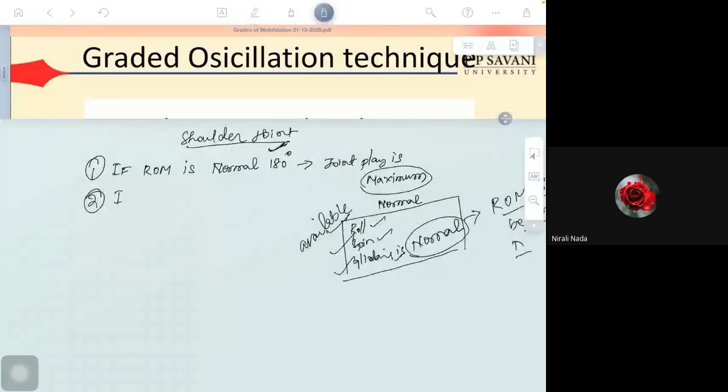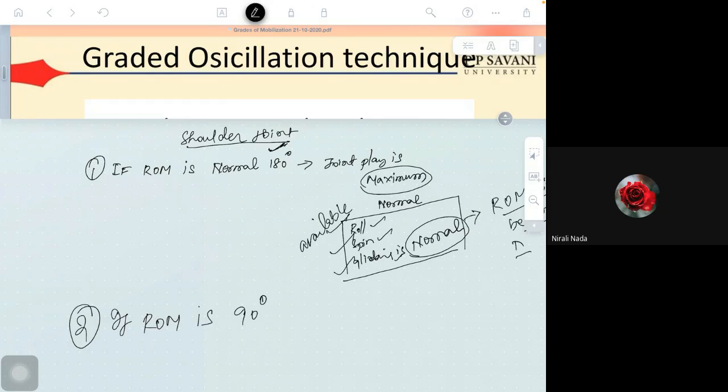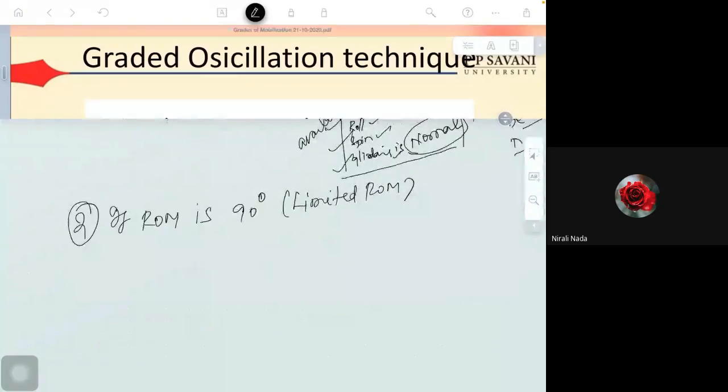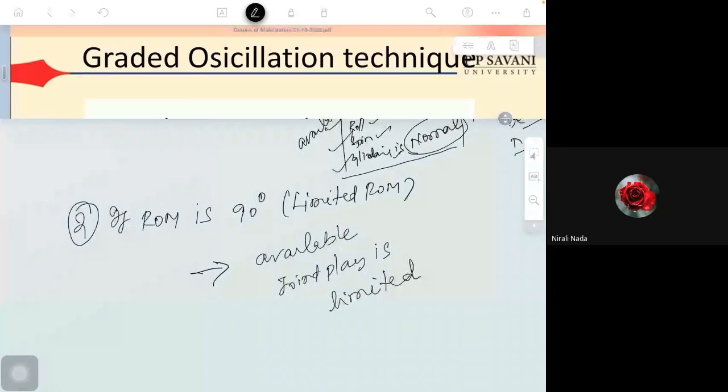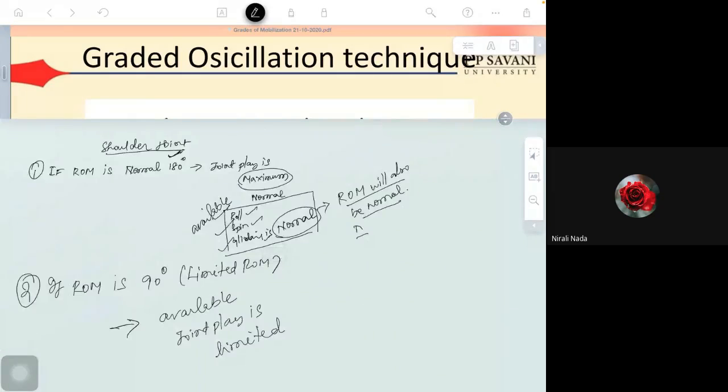Second point, if the range of motion is 90 degrees, that is a limited range of motion. What does it mean? It means the available joint play is limited. What is available joint play? That is rolling, spinning, and gliding. If it is limited, that is why the range of motion is limited.